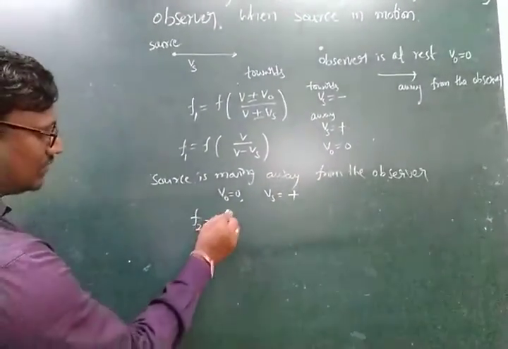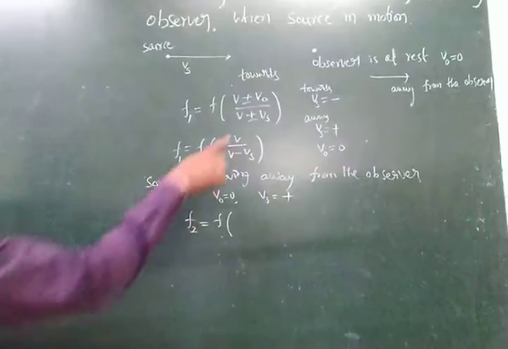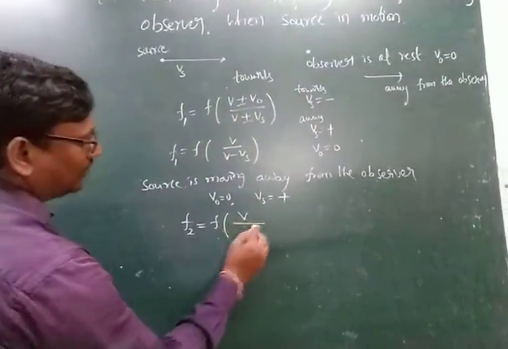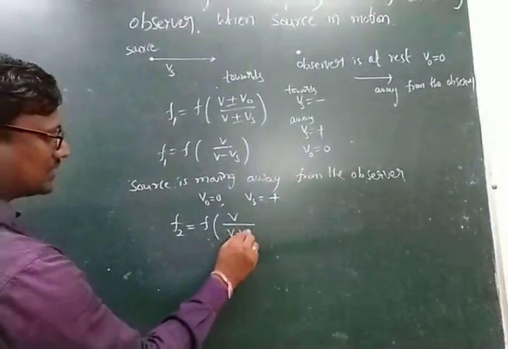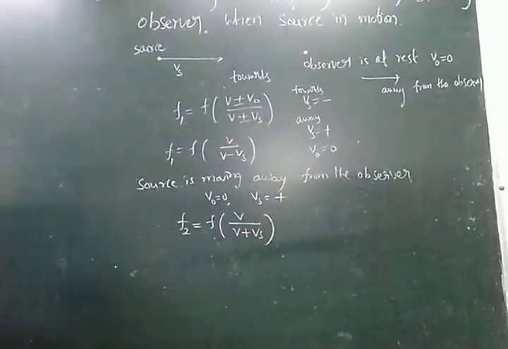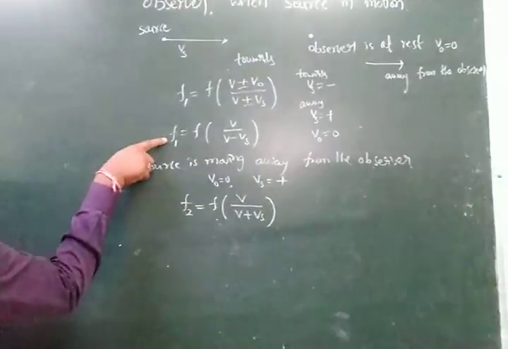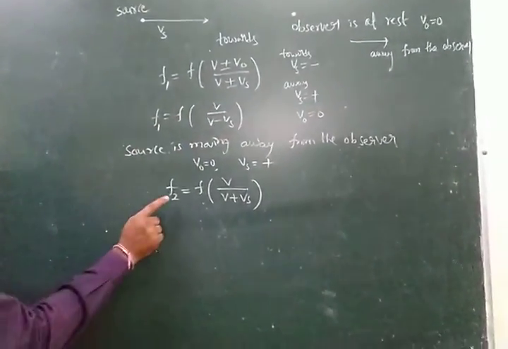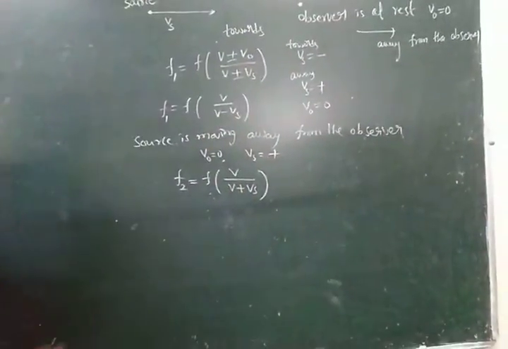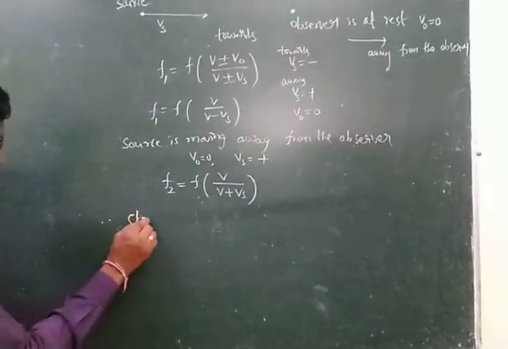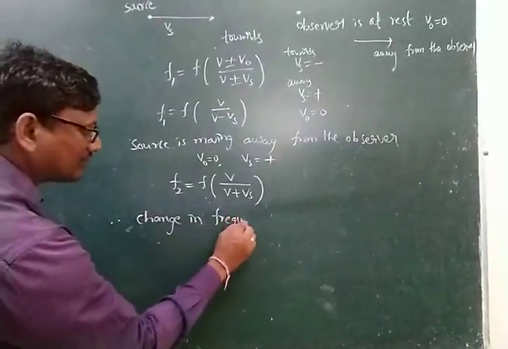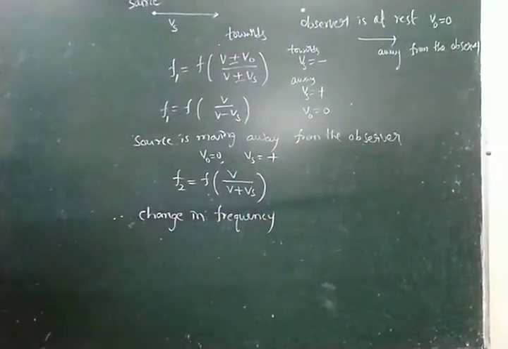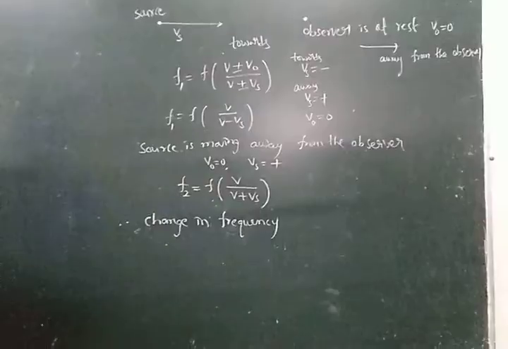Consider F2 is equal to F into V by V plus Vs. The plus or minus means what is taken is the plus, V plus Vs. This is the two frequencies. This is when the source moves towards the observer, and this is when the source is moving away from the observer. Therefore, change in frequency.